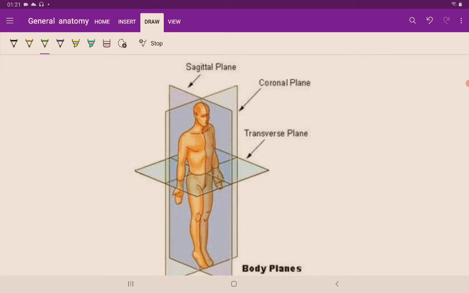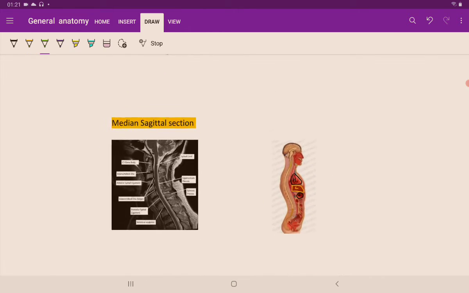Then there is a transverse plane. Transverse plane is what is taken in the horizontal section. If you cut the person in half horizontally, and if you're looking, that's the transverse plane. I'll show you the images, guys. This is the median sagittal plane.